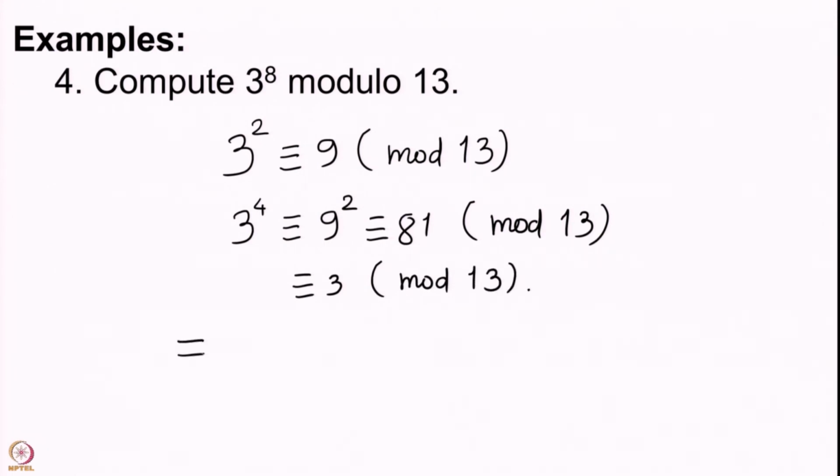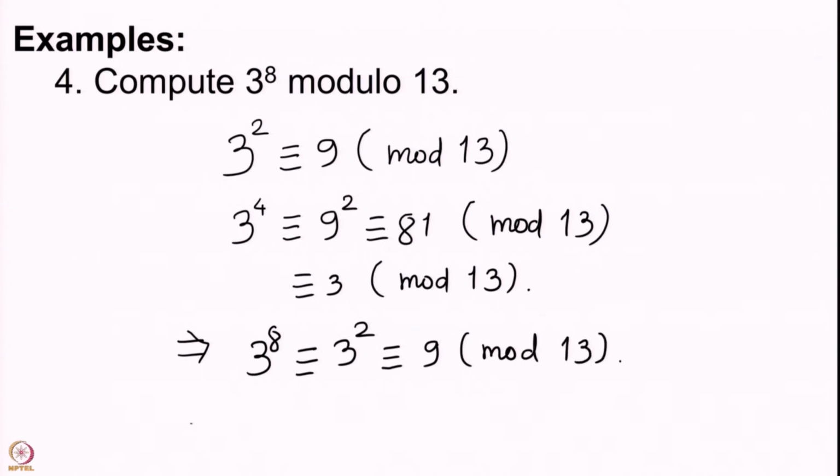and hence 3 power 8, which is the square of 3 power 4, is same as 3 square modulo 13. So, our answer is that the class of 3 power 8 modulo 13, the residue class modulo 13 of the element 3, its 8th power is the residue class of 9. We will see some more interesting problems in the next lecture.